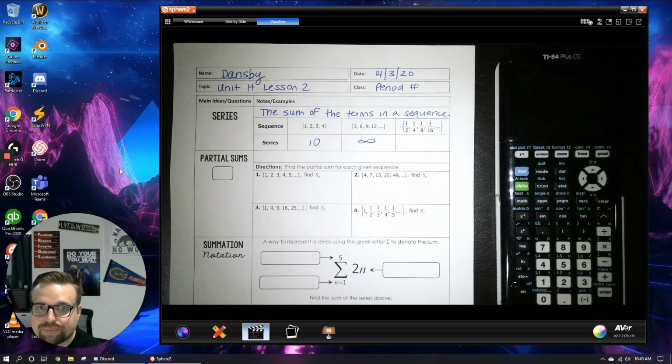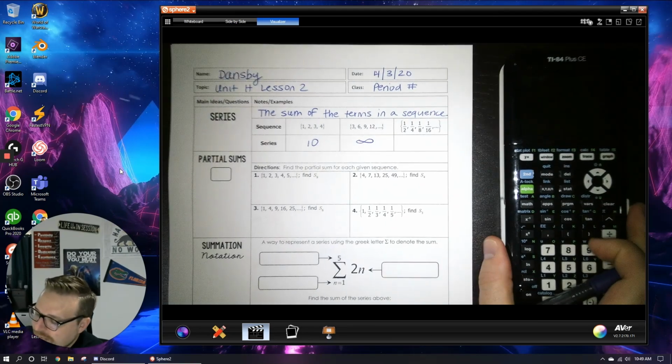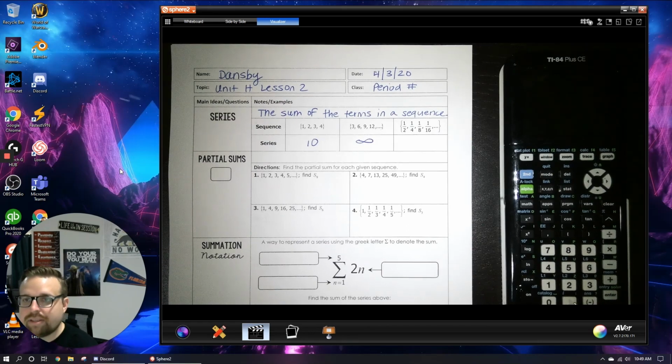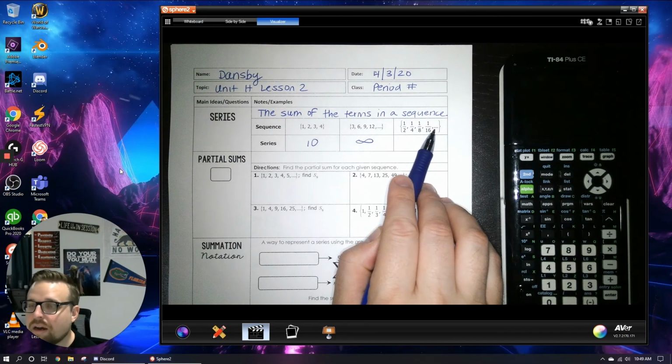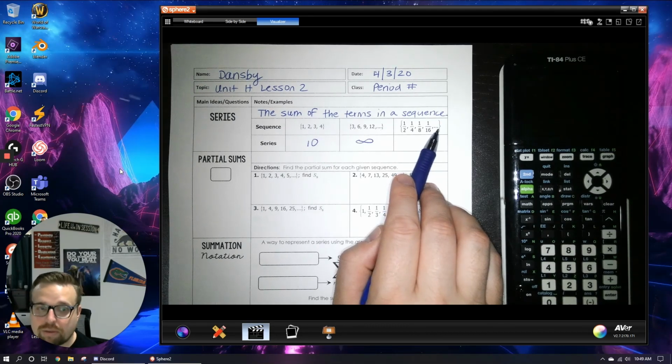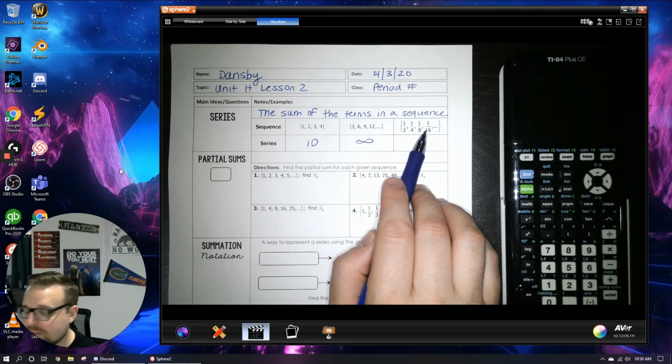for this one. The last example they gave us here is another sequence that goes on forever. There is an ellipsis here at the end, signifying that the sequence continues. So you don't know what term comes after 1 over 16, though you could probably guess at this point what the pattern is.